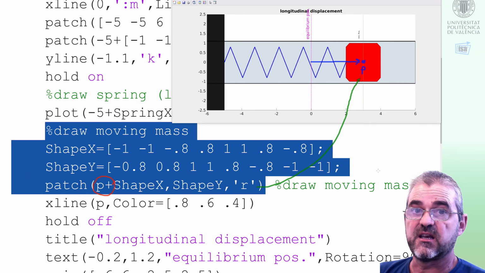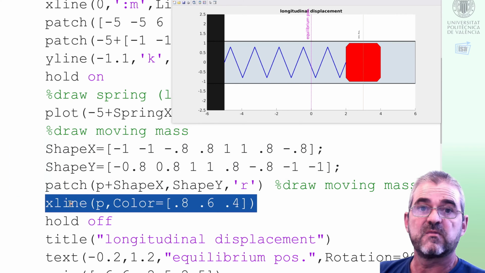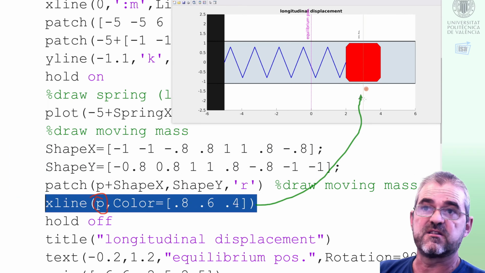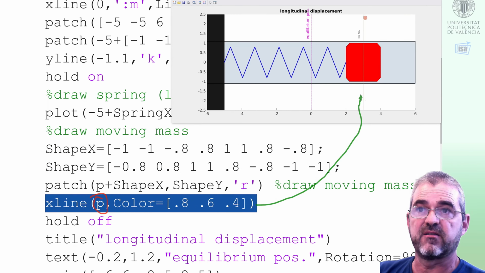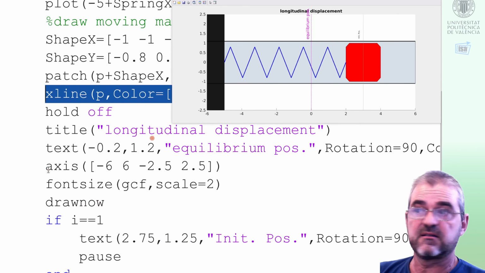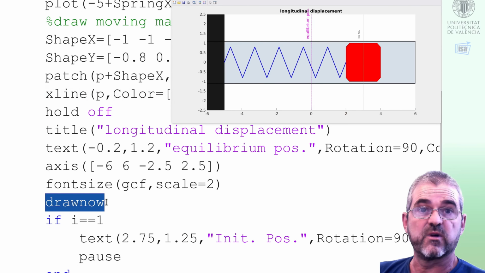Again, you can change shape X, shape Y, and look at the documentation of patch to better understand what we are doing here. This xline at position P is this vertical line marking the actual position of the mass. The only remaining things are writing the title, some texts and axes and some font sizes, and this is what it actually draws each frame.